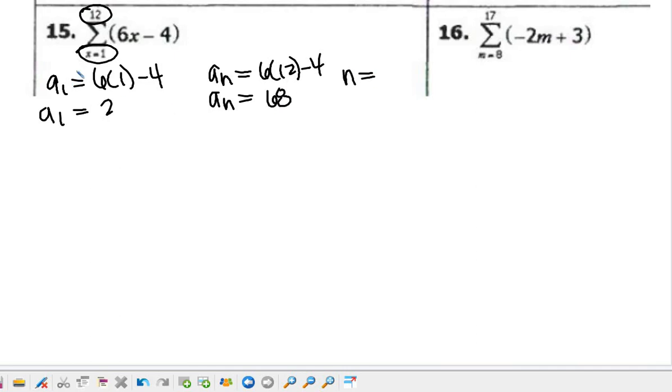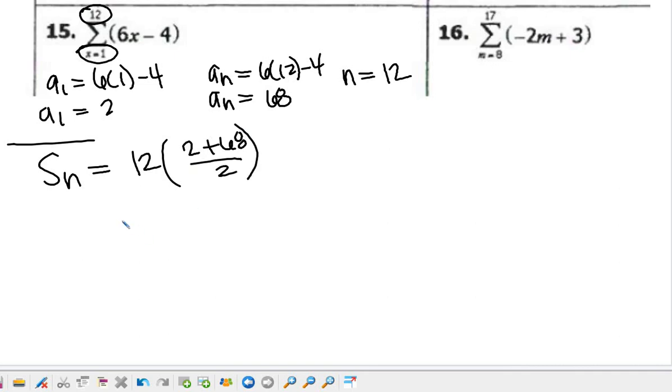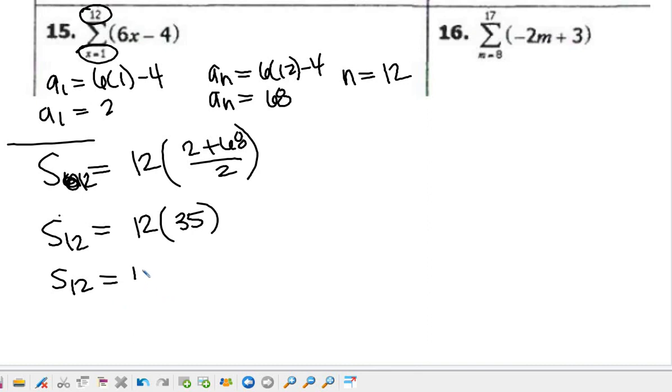And n is my number of terms, so if I start at 1 and I go to 12, that's 12 terms. So I have s sub n is equal to n, which is 12, times my first term plus my last term, divided by 2. So s sub 12 is equal to 12 times 70 divided by 2, which is 35. So s sub 12 is equal to 12 times 35, which is 420.